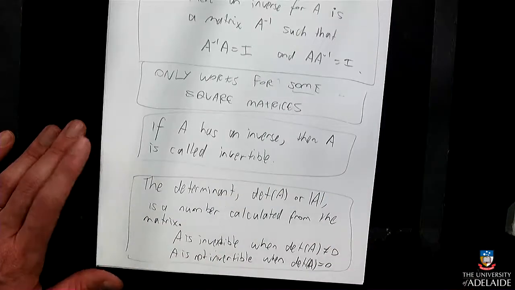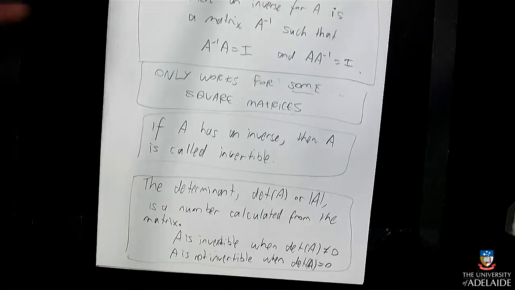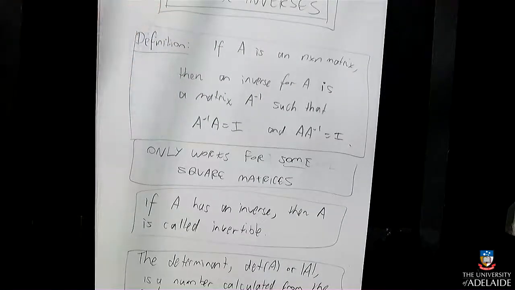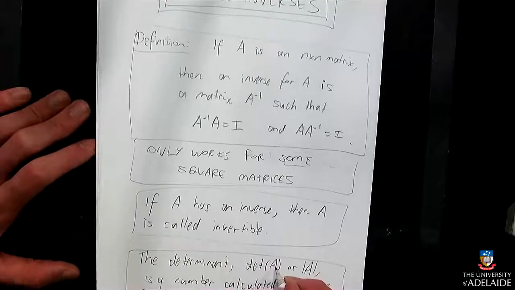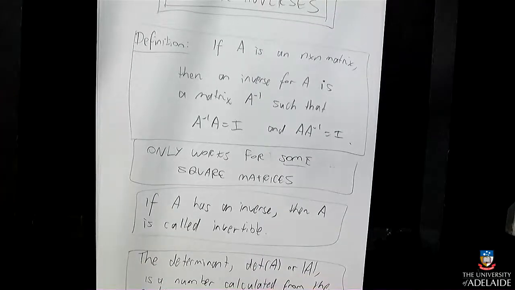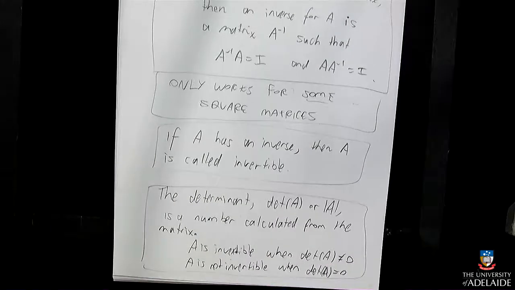So this is the information we have so far. Some matrices have another matrix called the inverse, such that when you multiply them by the original, you get the identity. Only some matrices have them, only the ones that are square, and not all the square ones have them. If you can find one, the matrix is called invertible. And there's this number we can calculate from a matrix called the determinant, which if it's 0, there won't be an inverse. And if it isn't 0, then there will be an inverse.